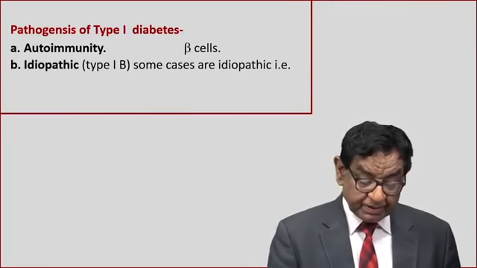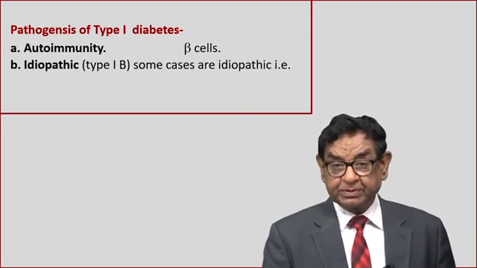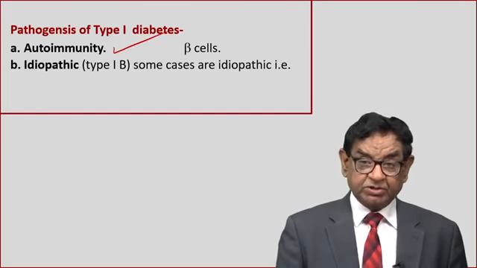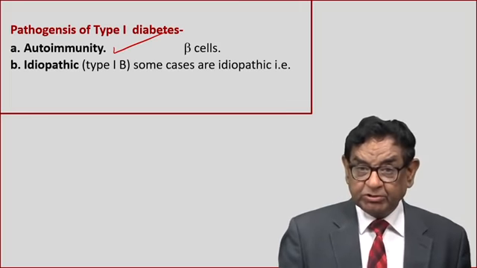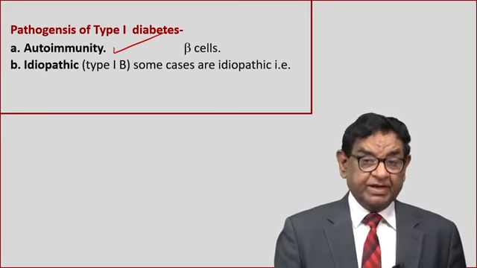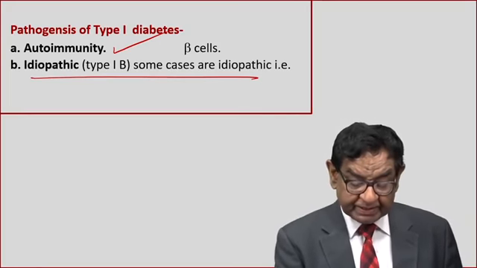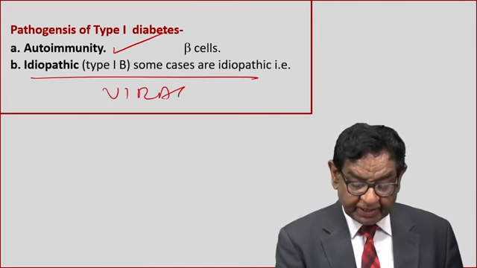Now, as I was telling you, the main pathophysiology is autoimmune destruction of beta cells because of so many antibodies. I also mentioned that there are some patients where beta cell destruction occurs without antibodies, so-called type 1b. This is due to viral infection, the point I mentioned to you.